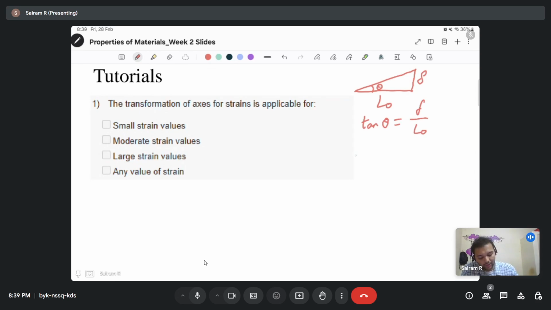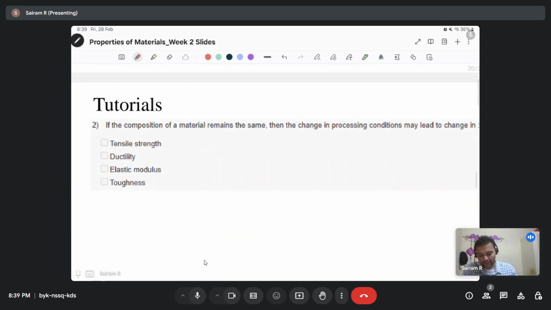But for very small values of theta, tan theta is very similar to theta. This is also mathematical in nature. So we can equate theta as approximately the same as delta by L naught. This is appropriate only for very small values of theta, or very small values of strains. So this is applicable only for small strain values. Moving on to the next question.